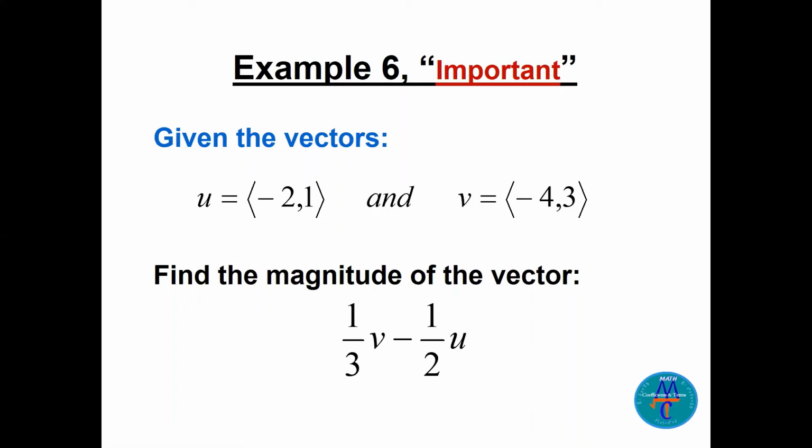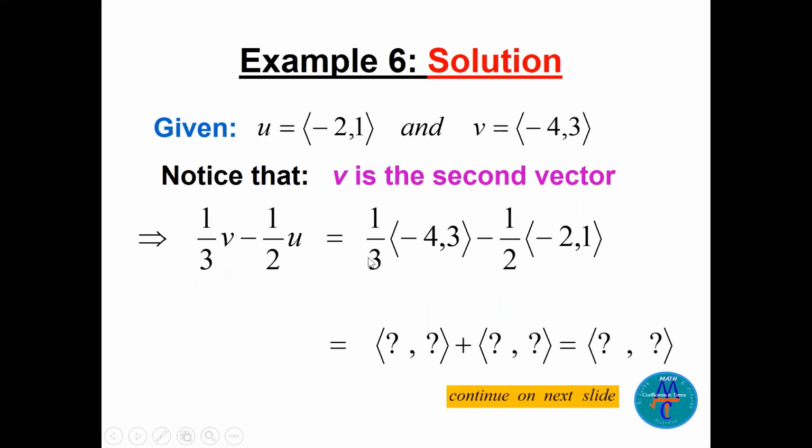So 1/3 v, take the second vector v. Just be careful, please. So 1/3 times (-4, 3), the vector v, minus 1/2 the vector u, (-2, 1). So you multiply this. You can take a minute here, please. I put here some question mark. You can just take a minute to try it. Find the vector itself, and then find the magnitude. You can see the solution and the answer on the next slide. Ready?